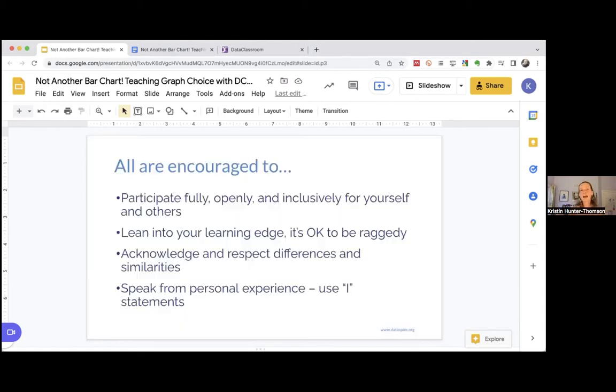So why graphs? Before that, I encourage you all to participate openly, fully, inclusively for yourself and for others.